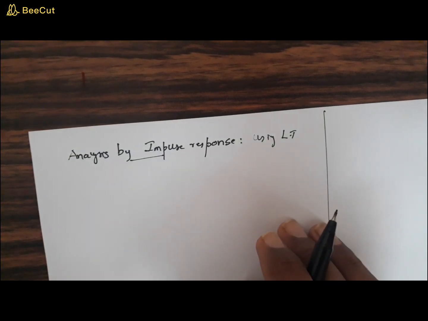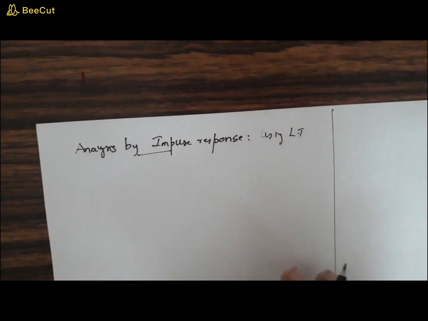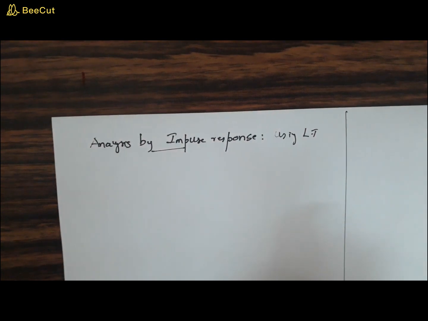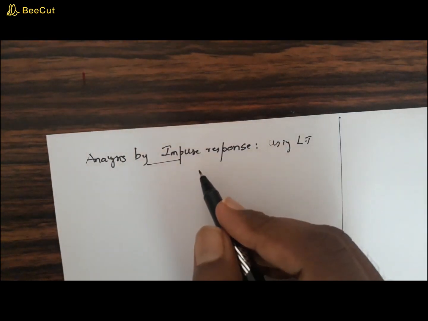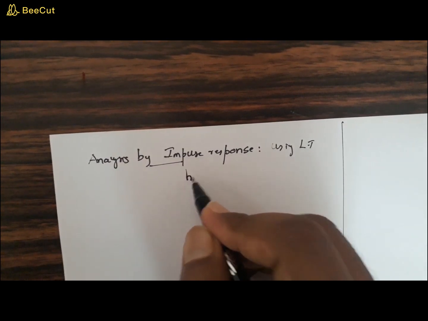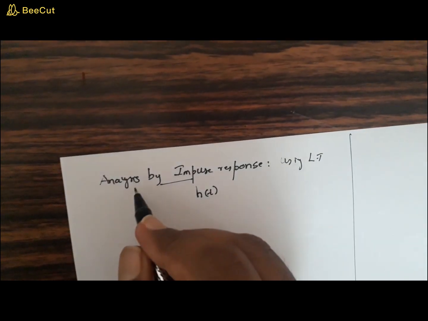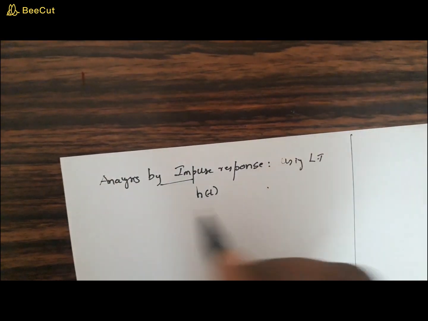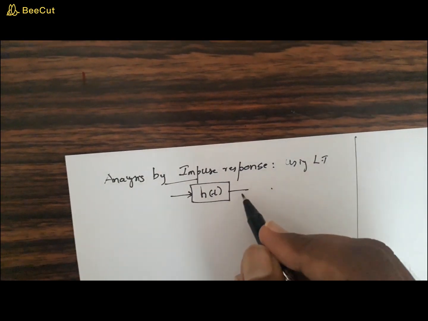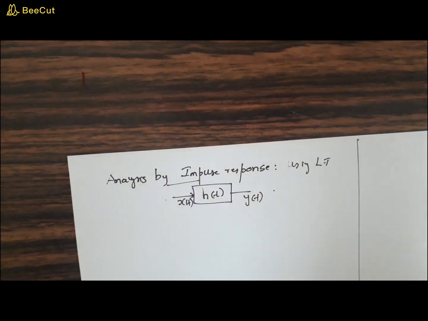Now, as I told you, this can also be converted into its frequency domain. The basic thing is, suppose you have an impulse response h of t, and analysis always refers to finding out the output for a particular input. That means you want to find out y of t given x of t as the input.